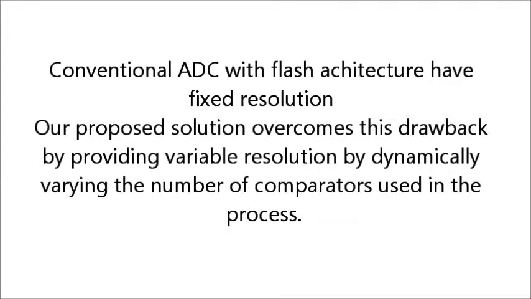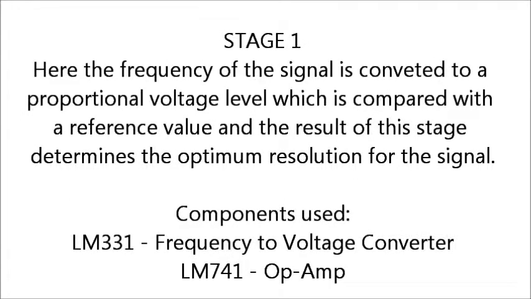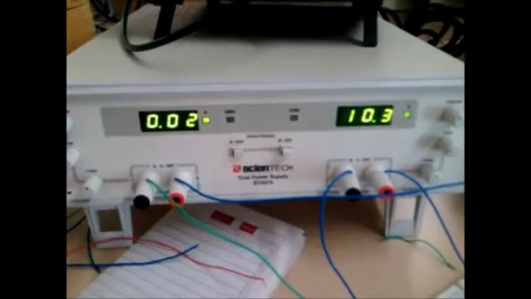Conventional ADC with flash architecture have fixed resolution. Our proposed solution overcomes this drawback by providing variable resolution by dynamically varying the number of comparators used in the process. In stage 1 of the design process, the frequency of the signal is converted to proportional voltage using a frequency to voltage converter.